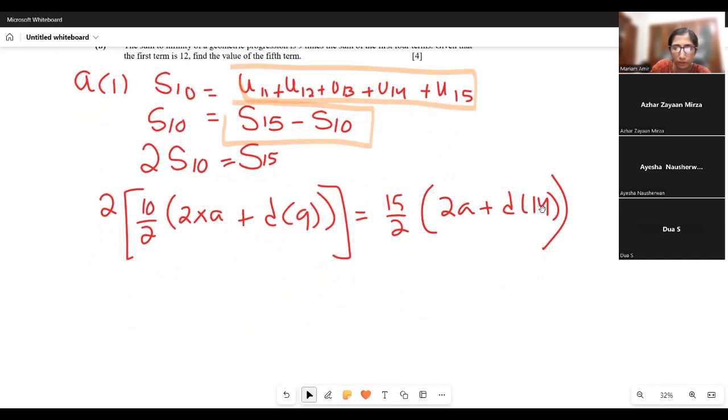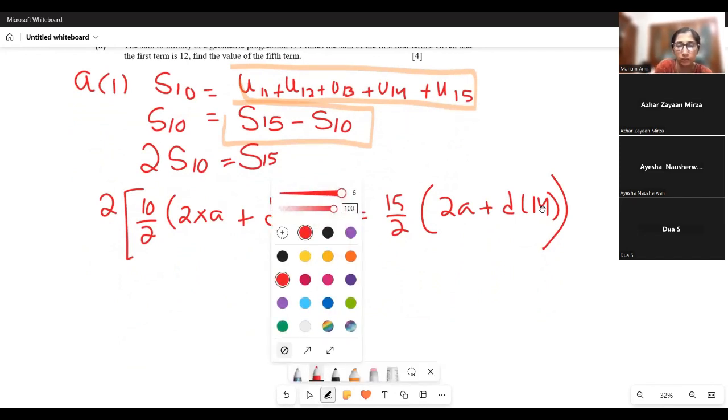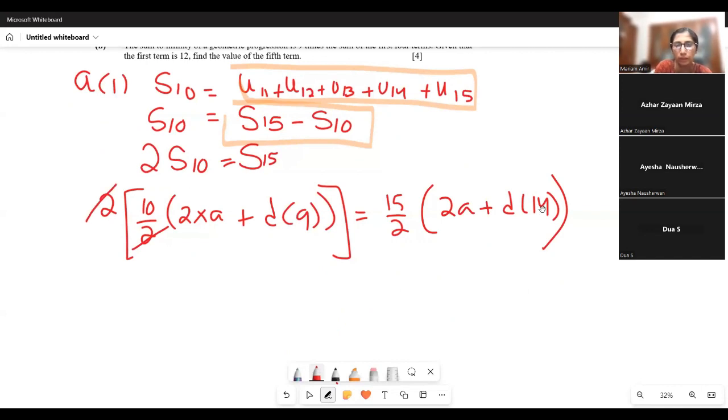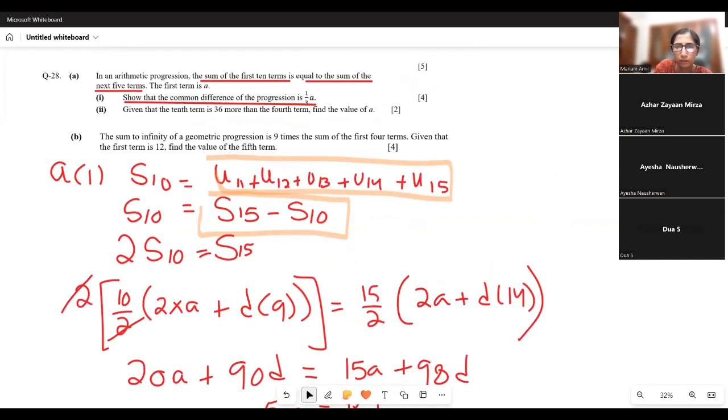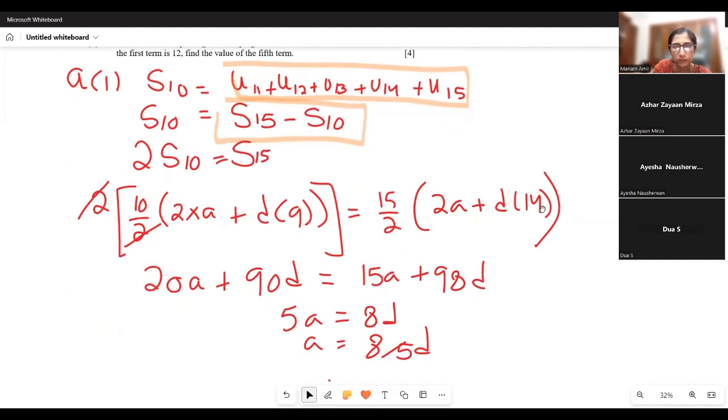Let's see. We can cancel this 2 and this 2. Then expand the bracket, we get 20a plus 90d equals, expand the bracket, we get 15a plus 15 times 7, 98d. Rearrange, we get 80 here and 5a here. So a equals 8 by 5d. क्यों हमारा डिफरेंट आ रहा है? 1/3 आना चाहिए था.